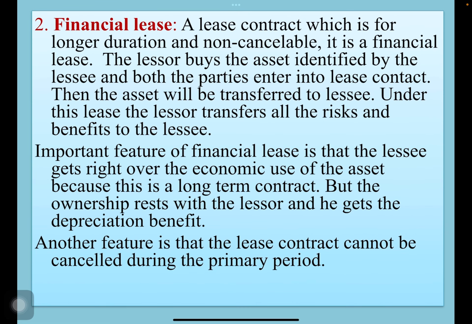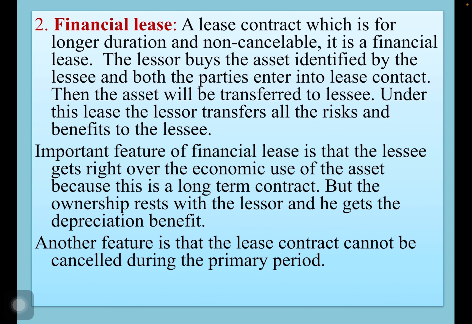Second one, financial lease. A lease contract which is for longer duration and non-cancelable, it is financial lease. The lessor buys the asset identified by the lessee. Lessee means the person who takes the asset for use and pays rent. And both parties enter into lease contract. Then the asset will be transferred to lessee. Under this lease, the lessor transfers all the risk and benefits to lessee.